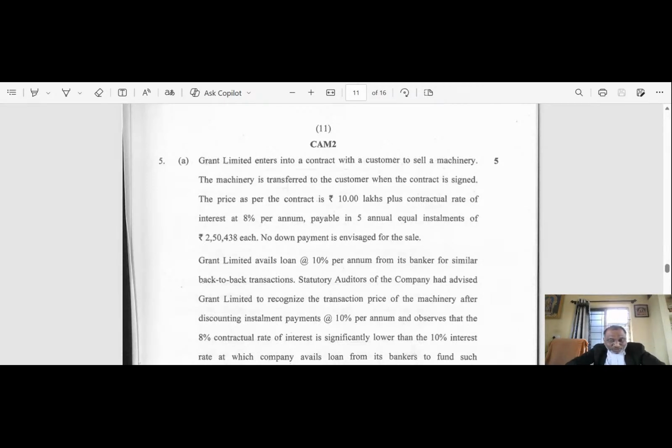My dear friends, this is People's Advocate Sivanarayana Malla going to talk about question number 5A. This question number 5A speaks about Grant Limited entering into a contract with the customer to sell a machinery. The machinery is transferred to the customer at the time of the signing of the contract. The consideration is payable in 5 equal installments.